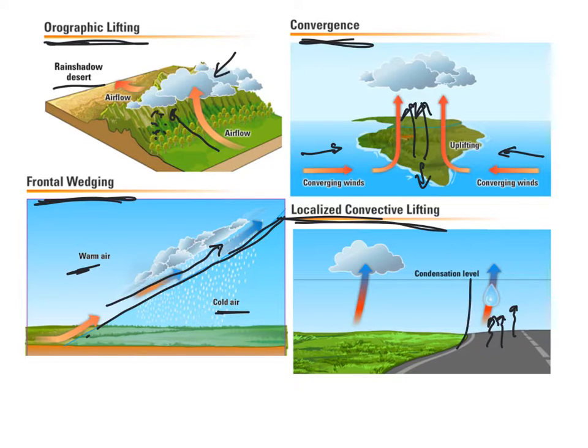And that's going to cause our lifting, and that'll ultimately lead to some cloud development. So that's four different ways that we can get lifting in the atmosphere. And remember, the lifting is important because as it goes up, it cools off, and that allows condensation to occur, and that's how we develop our clouds. And if we get enough lifting and enough condensation, we can get precipitation.